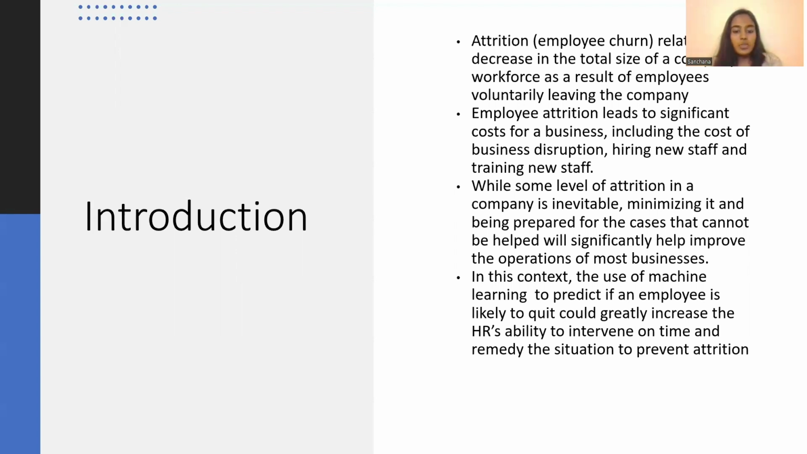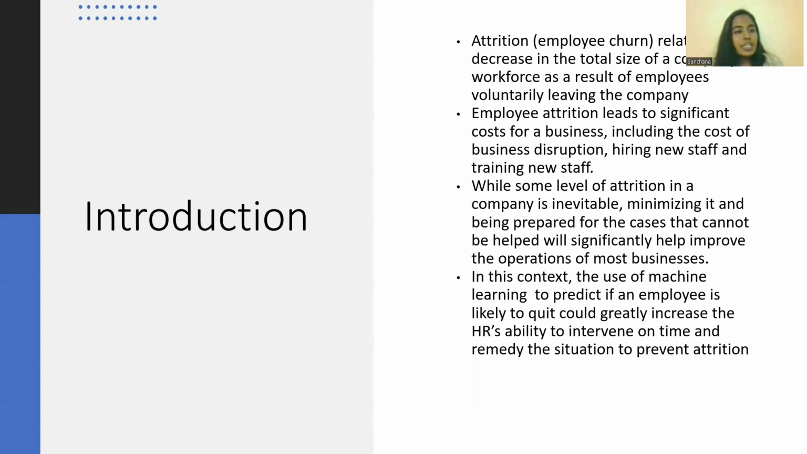Involuntary is when the company lays off their employees, and you should be aware of that because of the situation we are in, we would evidently witness a lot of it. So that is one type of employee attrition. Attrition is a problem which impacts all businesses, irrespective of geography, industry, or size, and it disrupts the workflow when it is done voluntarily.